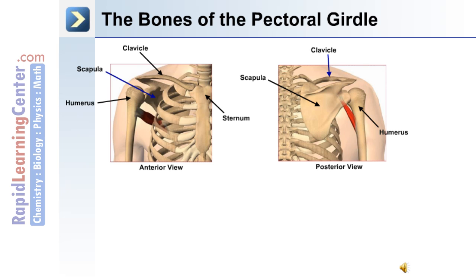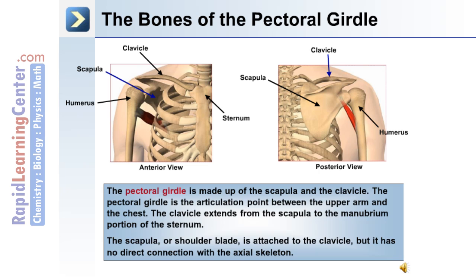Here are the same bones in a posterior view along with the humerus, or upper arm bone. The pectoral girdle is made up of the scapula and clavicle. The pectoral girdle is the articulation point between the upper arm and the chest.